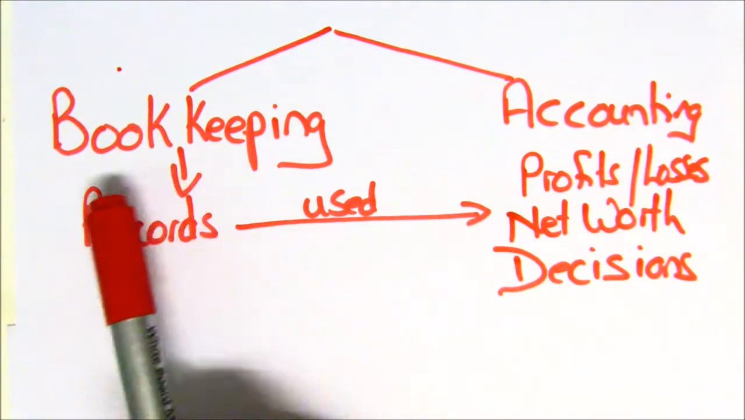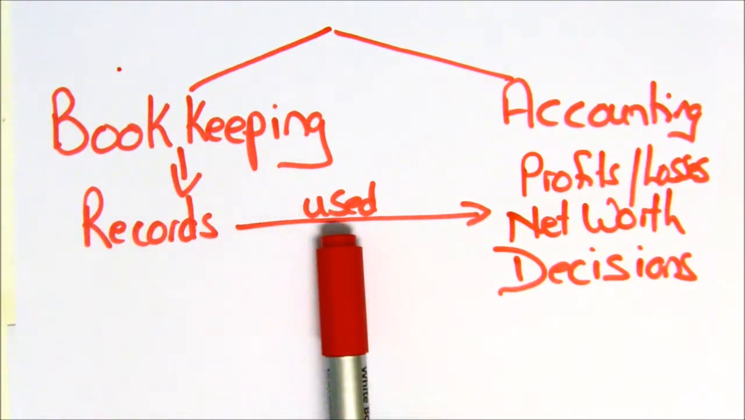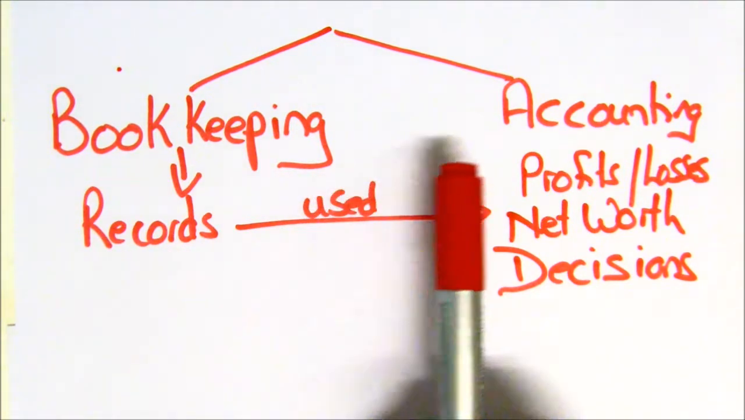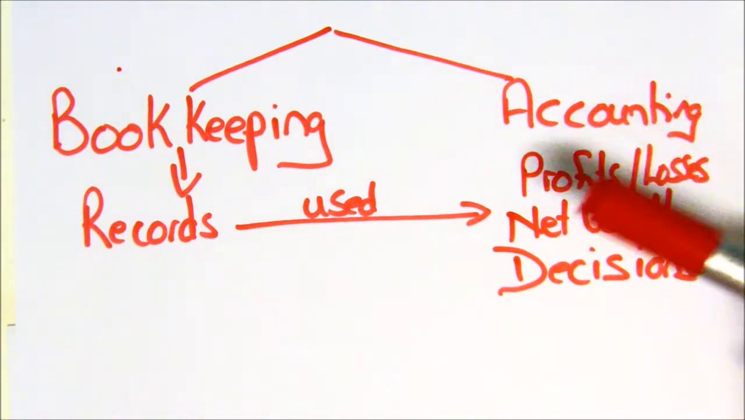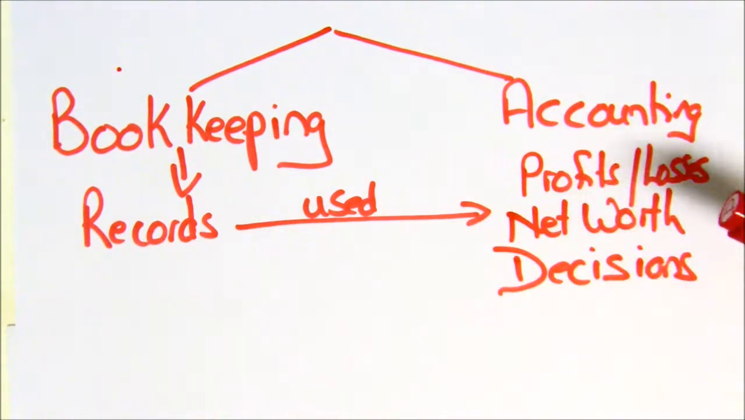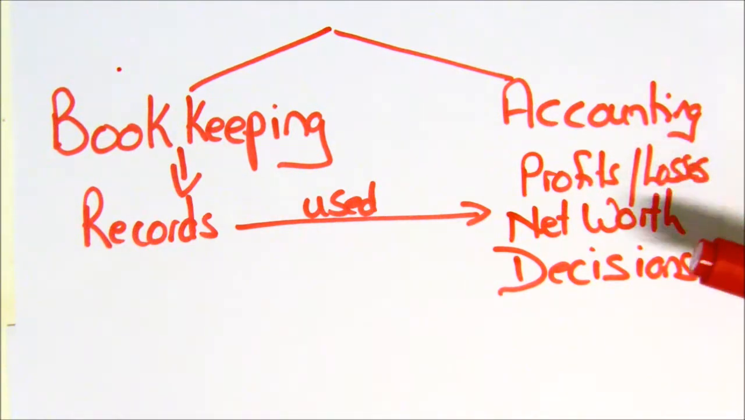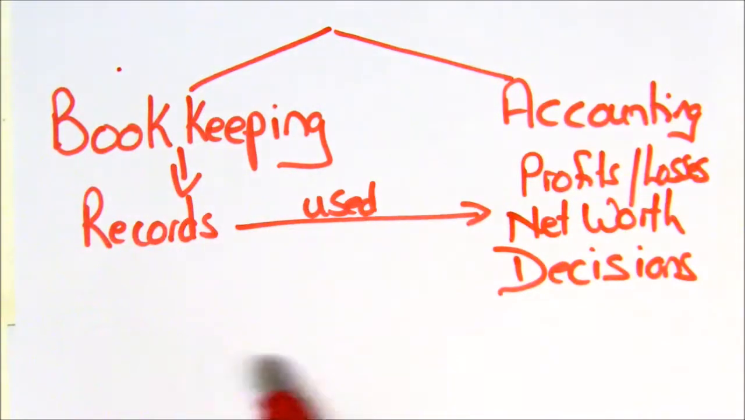Once we've recorded all these entries, they've got to be used for some format, otherwise there was no point in doing it. And that's when we then shift to the accounting side, in which we will use those records to work out whether we've made profit or losses in our business, what our worth is, and use it for making decisions going further into the business, and so on. The basis of all this hinges on the accounting equation. So we need to spend a bit of time making sure we understand this.